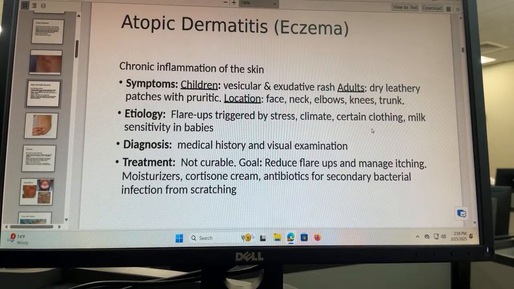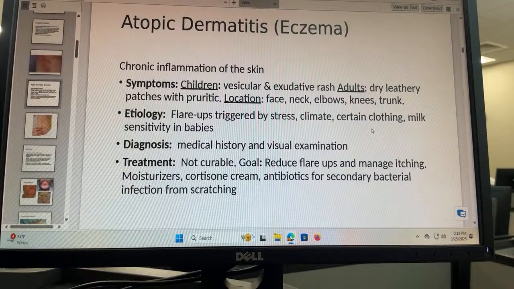So it tends to look worse in children. They tend to be more red, more wet, whereas in adults it's more dry, looking kind of like elephant skin. Location tends to be on creases in the body, so like certain parts of the face, but also inside the elbows and behind the knees, which is a very common place for eczema.